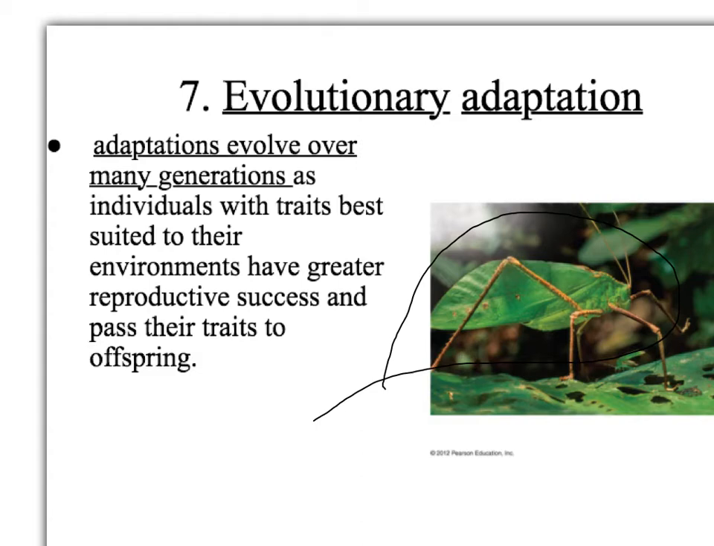Those that do not have those sets of genes, or should I say alleles, and we'll talk about this later in the semester, that do not resemble the leaf as much may get picked off by predators and therefore will not pass those copies, those forms of genes on to their offspring. So again, the ability to evolve or to have different adaptations which will then allow that individual to be successful is a mechanism for evolution.